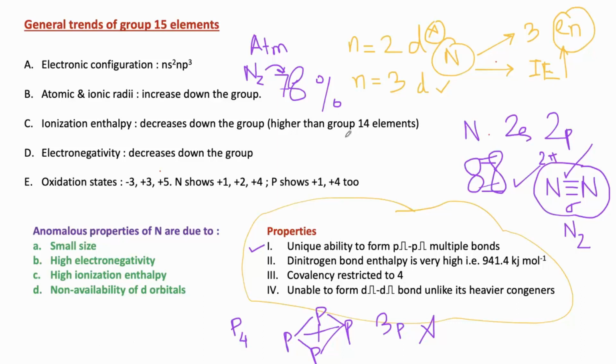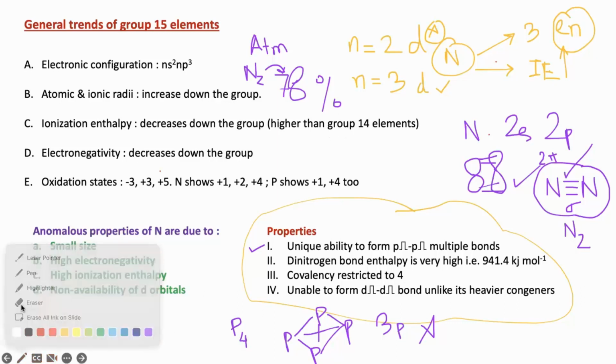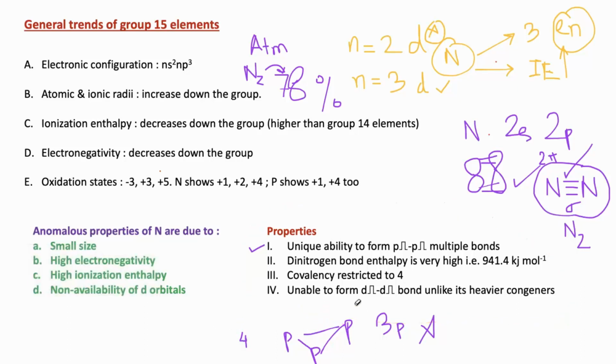Second is the covalency, that is actually restricted to 4. You see, there is the bond parameter. If you draw the bond parameters here in case of dinitrogen, we are having this s orbital and these 3 p orbitals. So here we have 2 electrons and here we have 3 electrons. So from these 3, the 3 covalent bonds can be formed by nitrogen.